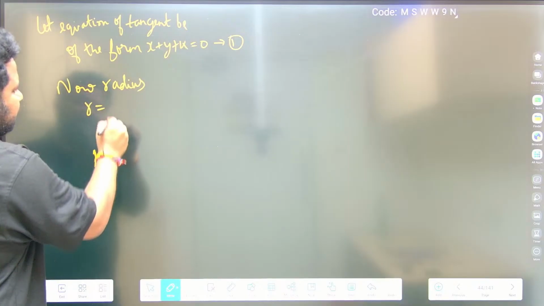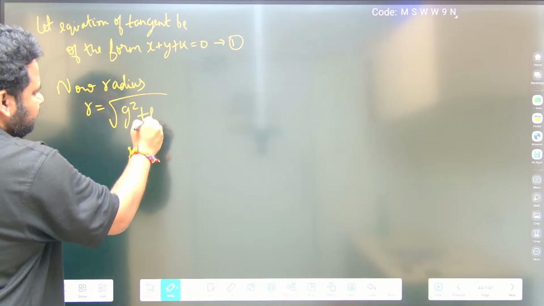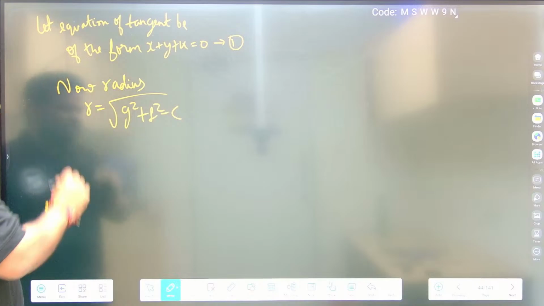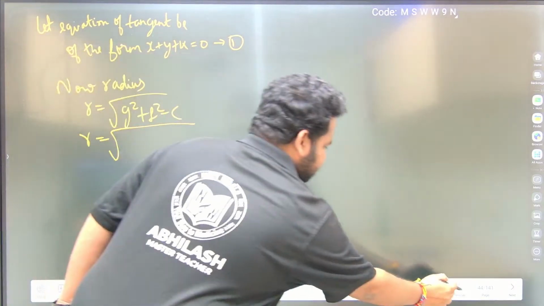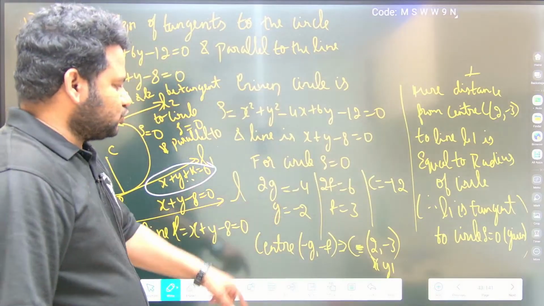R is equal to, write the formula: square root of g square plus f square minus c. Don't write directly, write the formula, it carries marks. R is equal to, what is it? G square is what, friend? G is minus 2, f is 3.